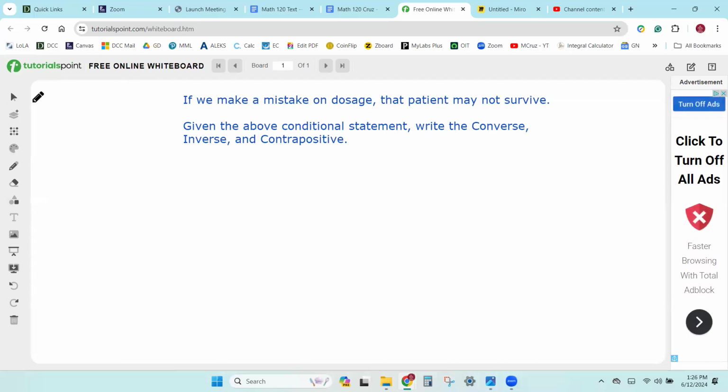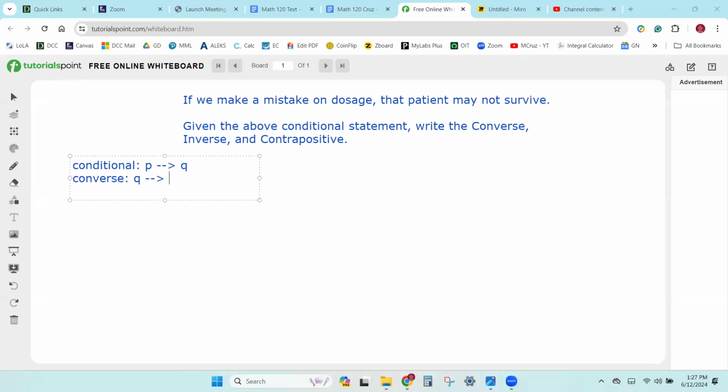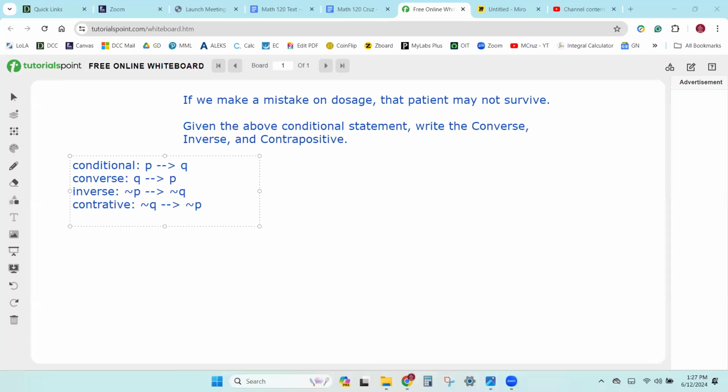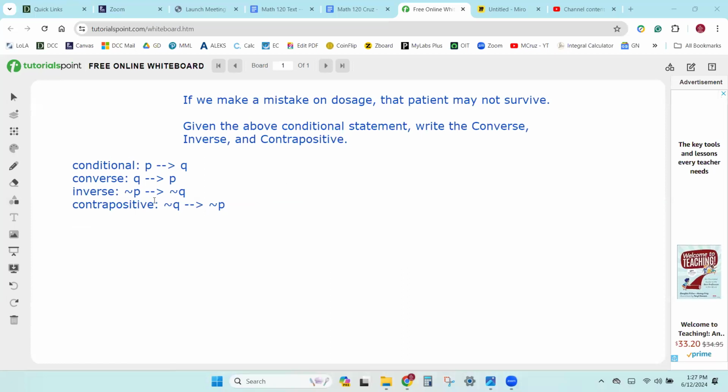All right. So this is what we're doing. Given the conditional statement, if P, then Q, this is the conditional. So the converse is just turning them around. The inverse is just negating them in the same order. And then the contrapositive is essentially both. So I just take the converse and negate in that order. All right, so we're just going to use these.